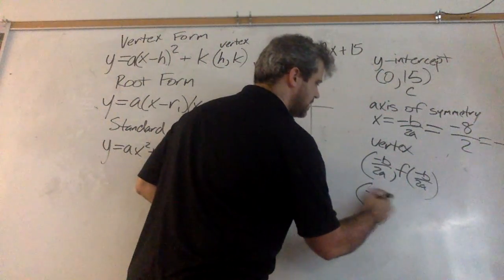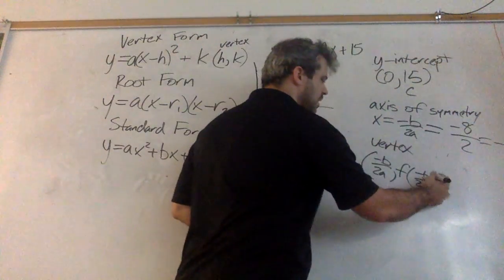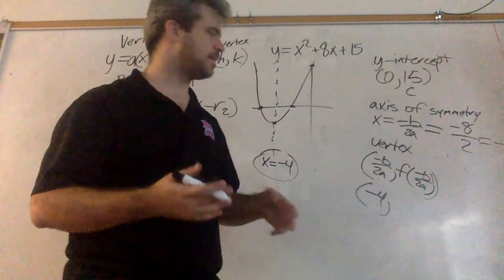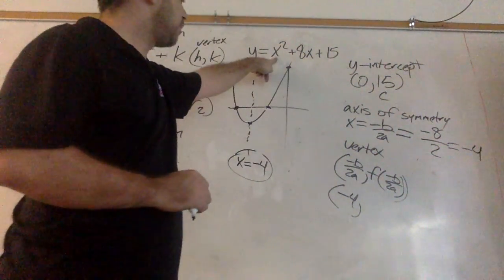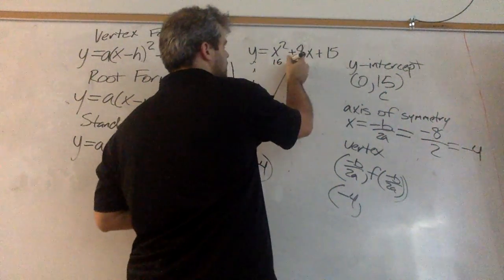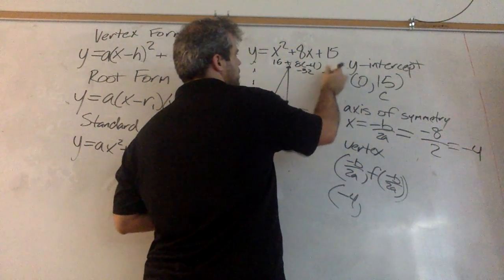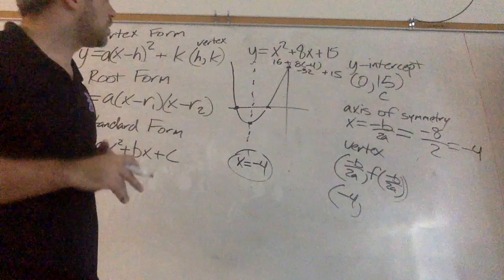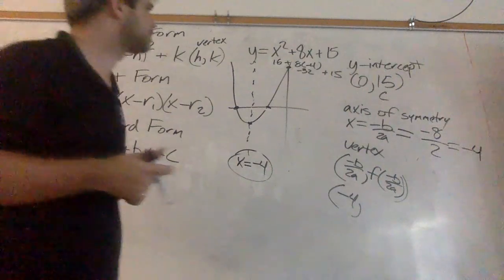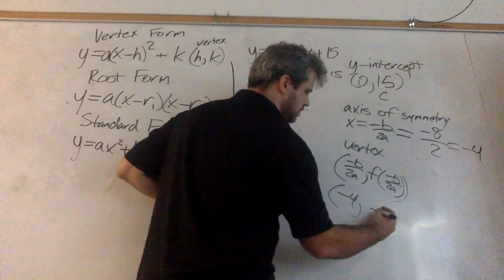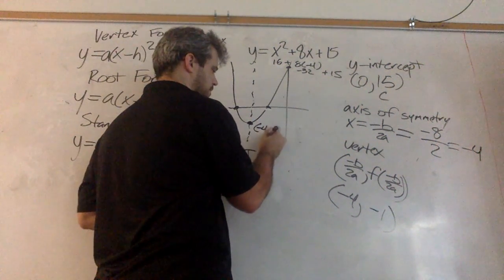So our vertex is going to be negative 4. And then whatever we get when we plug in negative 4 to our formula here. So negative 4 squared, that's 16, plus 8 times negative 4. Okay, that's negative 32, plus 15. So that's 31 minus 32. So that's negative 1. So our vertex is negative 4, negative 1.